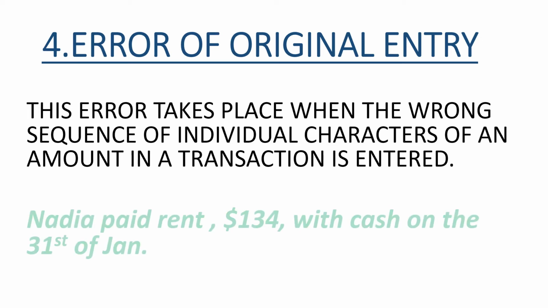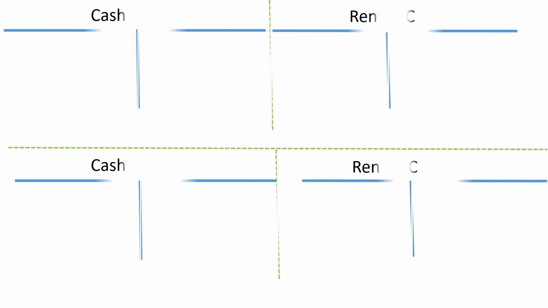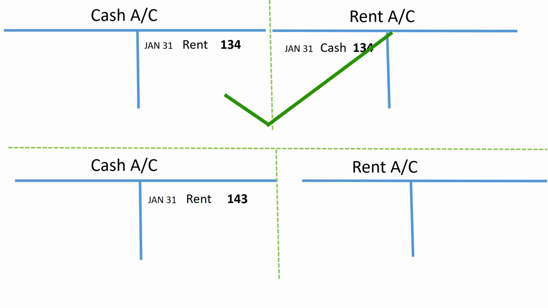Nadia paid rent $134 with cash on the 31st of January 2021. The accounts involved are the cash account and the rent account. The correct way of recording this transaction is crediting the cash account with $134 and debiting the rent account with $134. The incorrect way of recording this transaction after an error of original entry has taken place is to credit the cash account with an amount of $143 and debiting the rent account with the same amount, instead of $134.